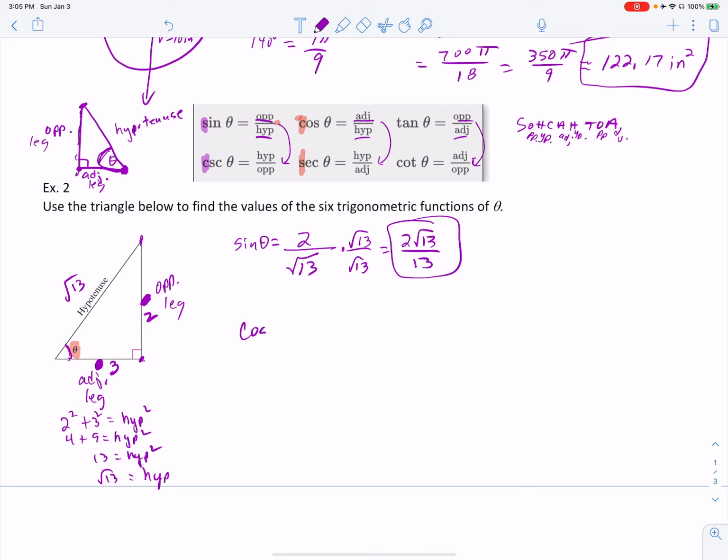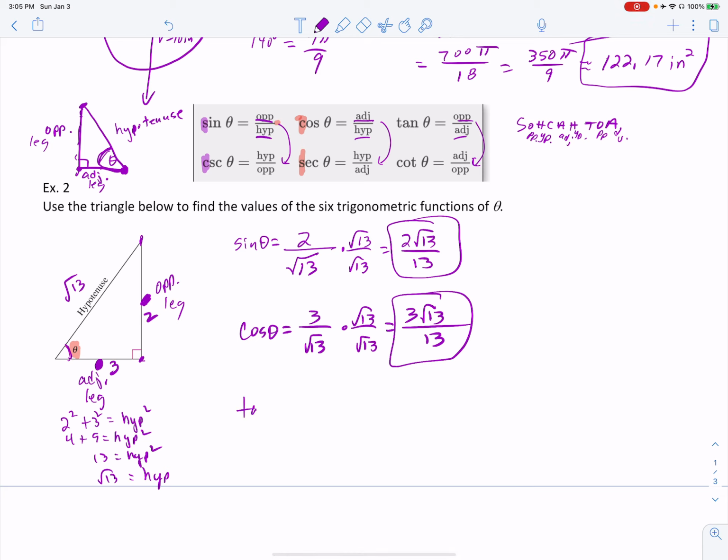The cosine of theta is the adjacent over the hypotenuse, and so the adjacent to that angle is 3 over the hypotenuse, which is root 13. Again, we don't want a radical in the denominator, so rationalize it. We have 3 root 13 over just plain old 13. Oops, I put 2 there, sorry. 3 times root 13 is 3, so that's going to be 3 root 13 over 13.